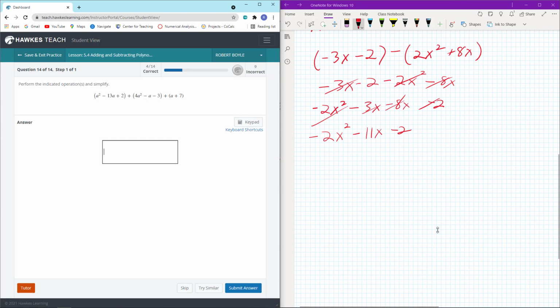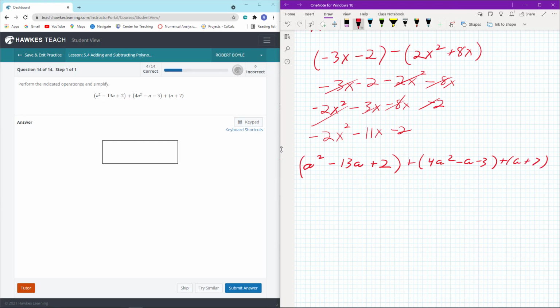This is where we actually are going to combine 3 polynomials. First one is a squared minus 13a plus 2, plus 4a squared minus a minus 3, plus a plus 7. Now, since everything is addition, we don't need to worry about changing signs and adding. So instead, we just need to group our like terms. We have an a squared, and then we have a plus 4a squared.